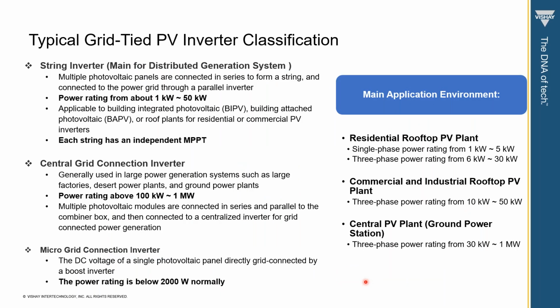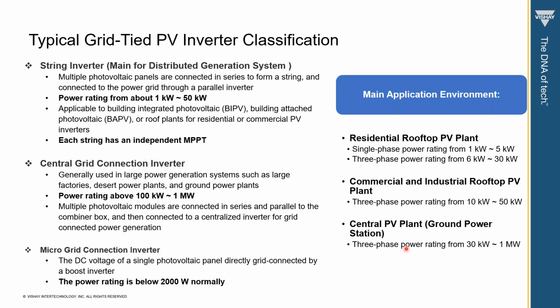Normally, we can classify inverters into three main categories. First is the string inverter, which normally has a power rating from 1 kilowatt up to 50 kilowatt, and each string inverter has an independent MPPT. Next is the central grid connection inverter, mainly for power ratings above 100 kilowatt up to 1 megawatt. The last one is the micro grid connection inverter, with a power rating normally below 200 to 2000 watt.